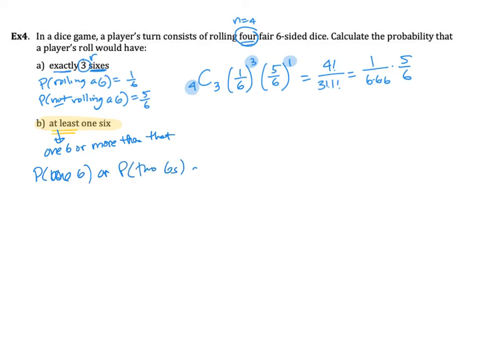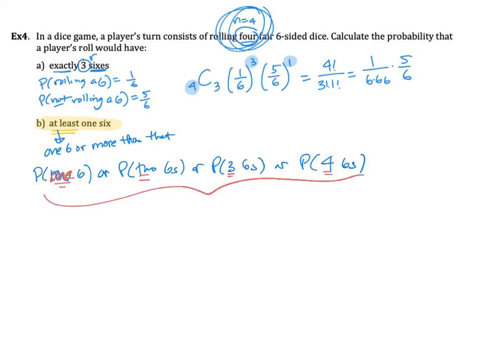Or the probability of rolling 2 6s, or the probability of rolling 3 6s, or the probability of rolling 4 6s, because we only roll the 4 dice. So do I want to do all of these things and add them together? No. We can have one 6, 2 6s, 3 6s, or 4 6s. So the only probability that is not here is the probability of rolling 0 6s. So all of my probabilities of rolling 0 6s, one 6, 2 6s, 3 6s, or 4 6s should all add up to 1.